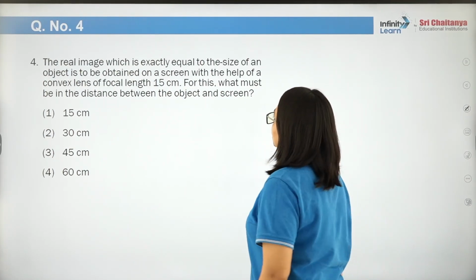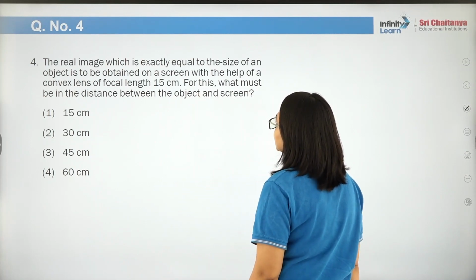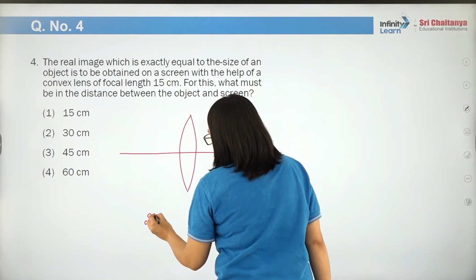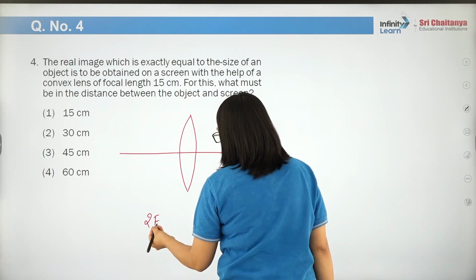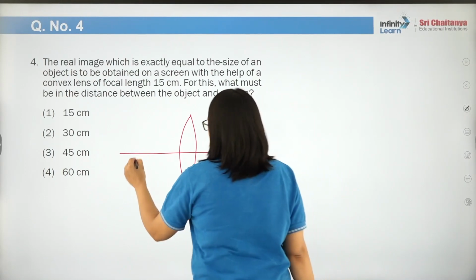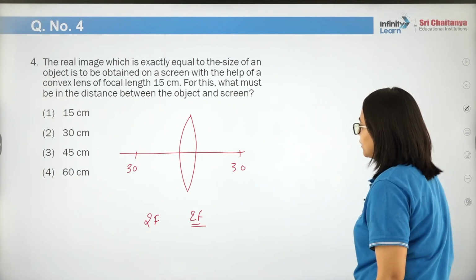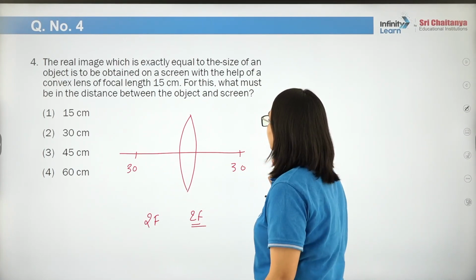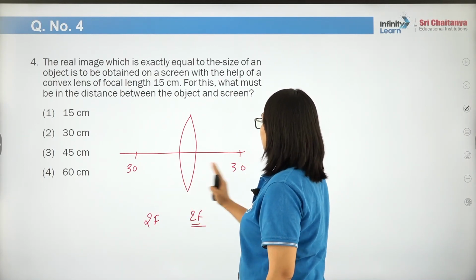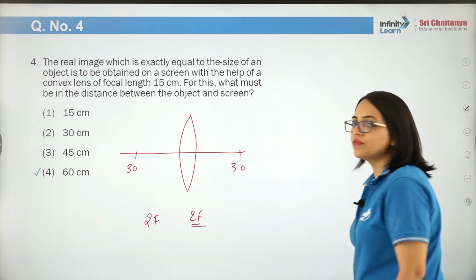Question number 4. The real image which is exactly equal to the size of an object is to be obtained on a screen with the help of a convex lens of focal length 15 centimeter. So when you place the object at 2f, then the image will be at 2f, right, over here. So if the object is placed at 30 centimeter, the image will be at 30 centimeter, right, and object size and image size will be the same. So in this case, what should be the distance between object and screen? So what is the distance between object and image? 30 and 30, 60 centimeter, which is option 4.